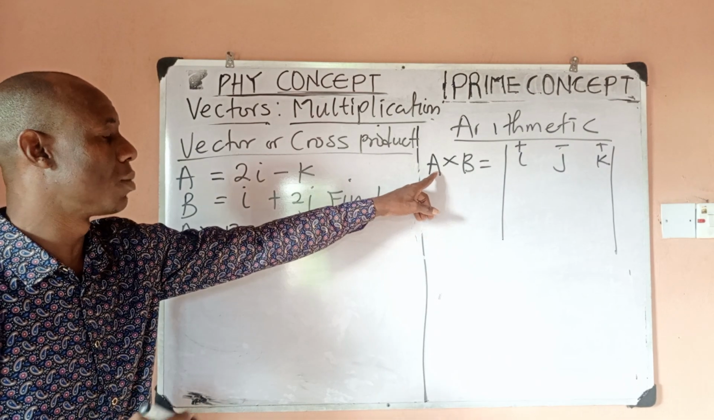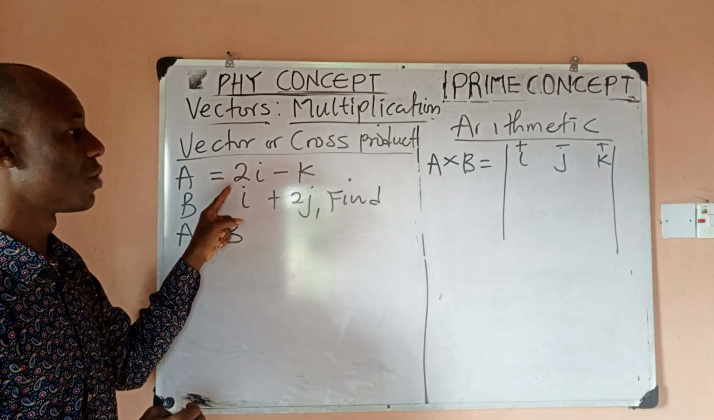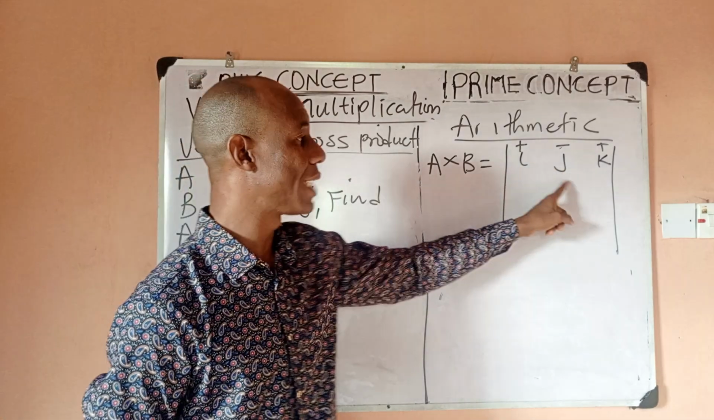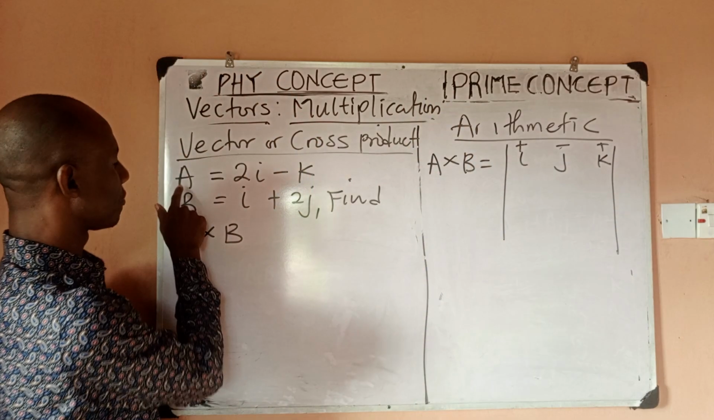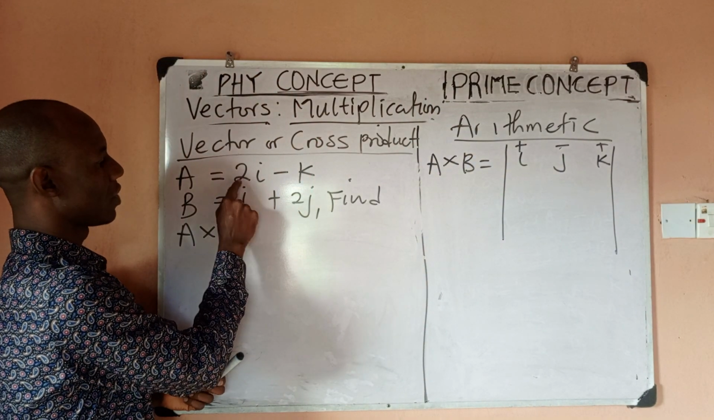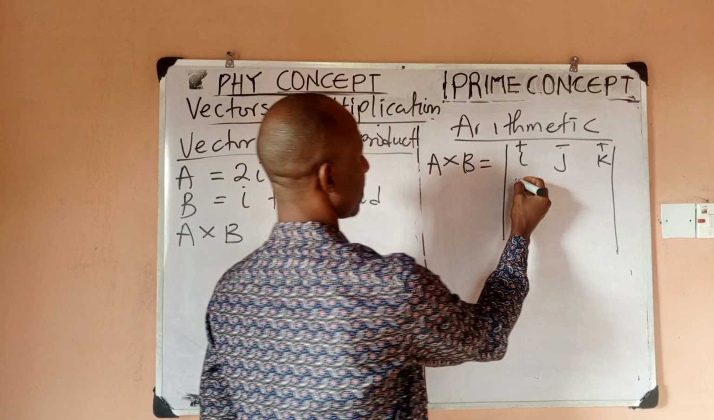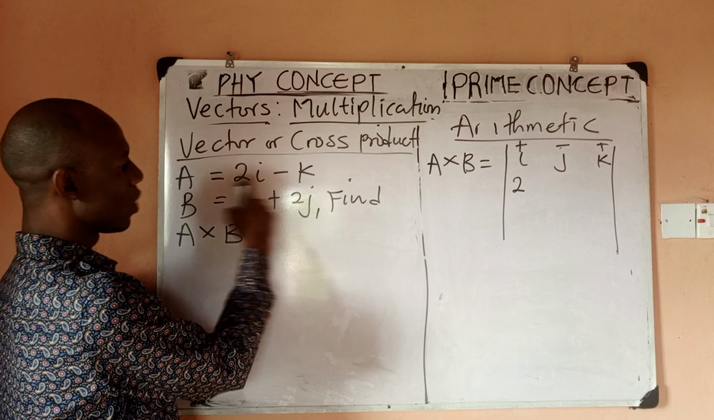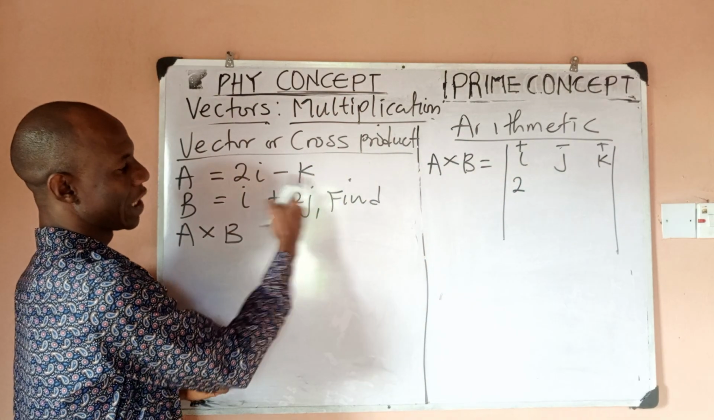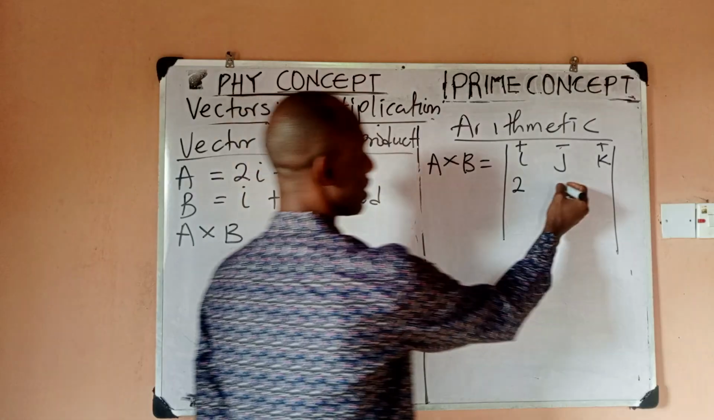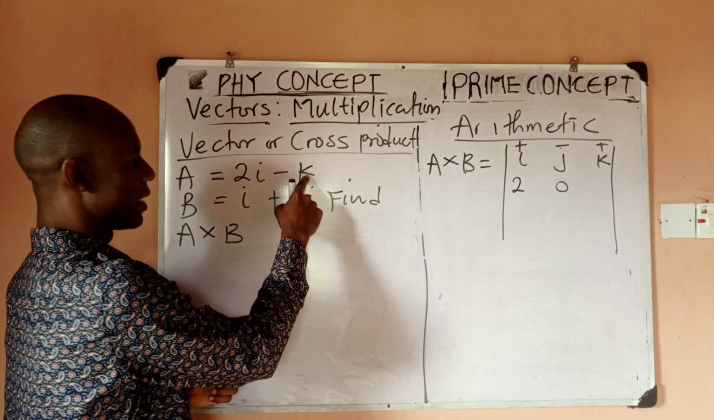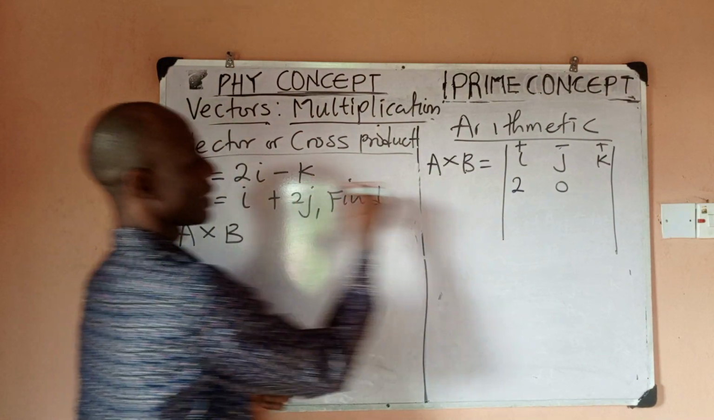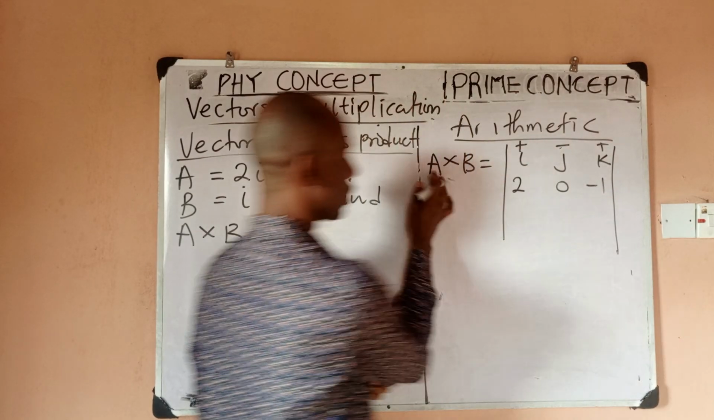Now, since A is coming first, I will check for the components of A and arrange them under the I, J, and K accordingly. Now, for A, I have that the coefficient of I is 2. So I'll drop that under I. If you watch for A, you notice there is no J. J is missing. So it means I'll put 0 for J. Then K, the coefficient of K is -1. So I'll put -1. I'm done with A.